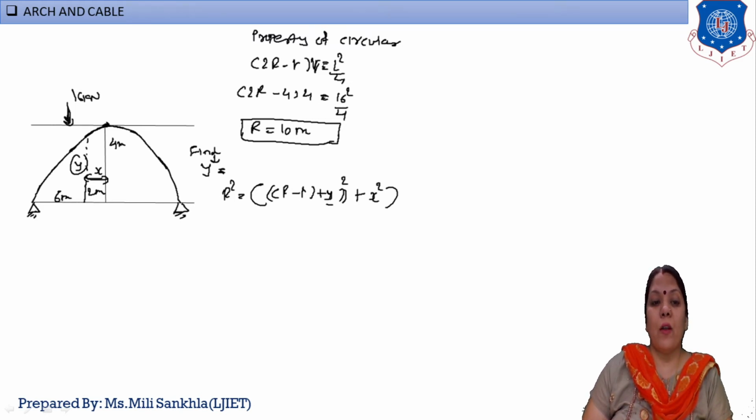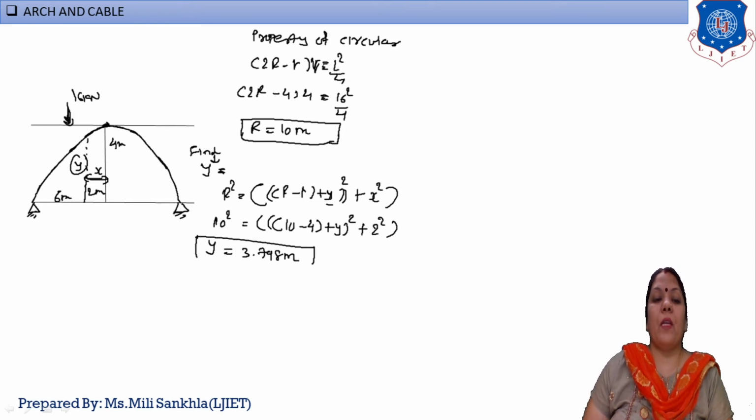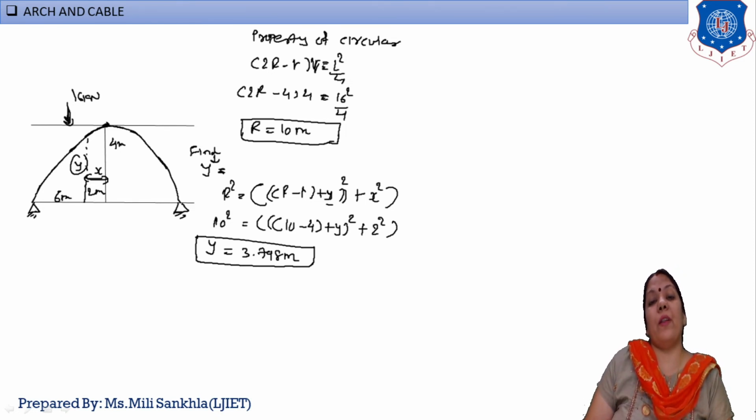Now one by one put the values. Here R is equal to 10 square, then in bracket 10 minus small r, which is the central rise, that is 4, and this value of y is unknown. Okay, and make this whole square plus x we find out, that is 2 square. Okay, right here 2 square. Now after solution, my value of y is equal to 3.79 meter. Now we find out moment at 6.